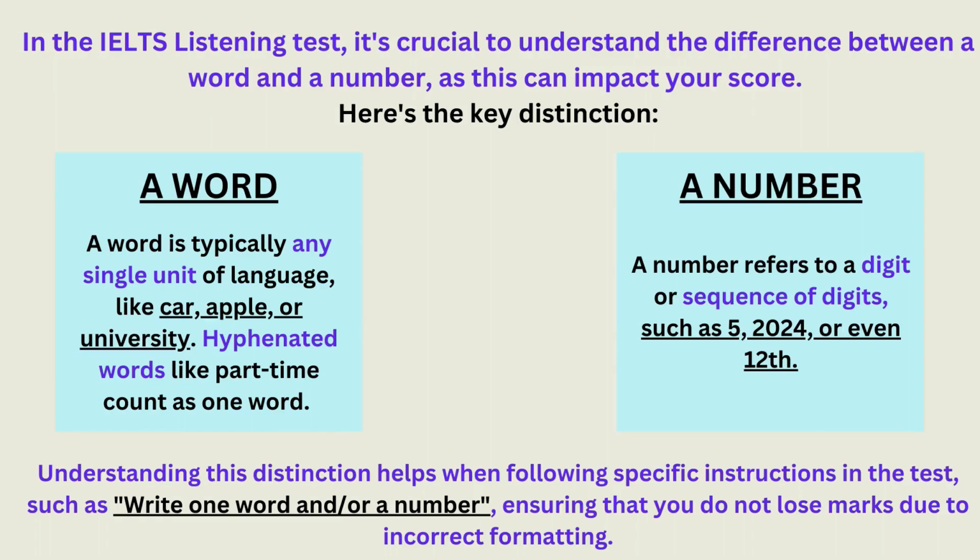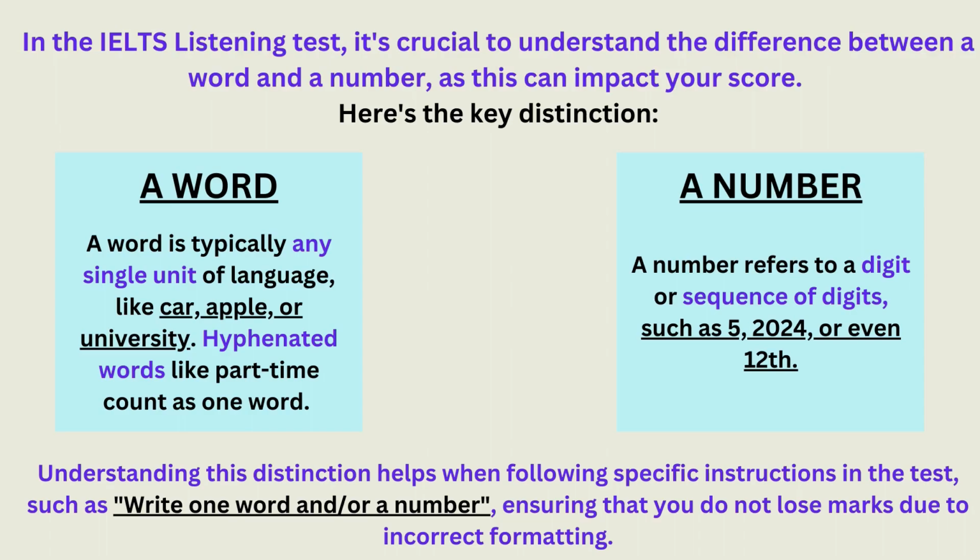on a large scale. The key distinction between a word and a number is that a word is typically any single unit of language. For example, a car, an apple, a university, etc. Also, please note that in IELTS listening, hyphenated words, that means the words which have a hyphen between them, are counted as one word. Now, a number refers to a digit or sequence of digits such as 5, 2024, or even 12th, which is counted as a number.